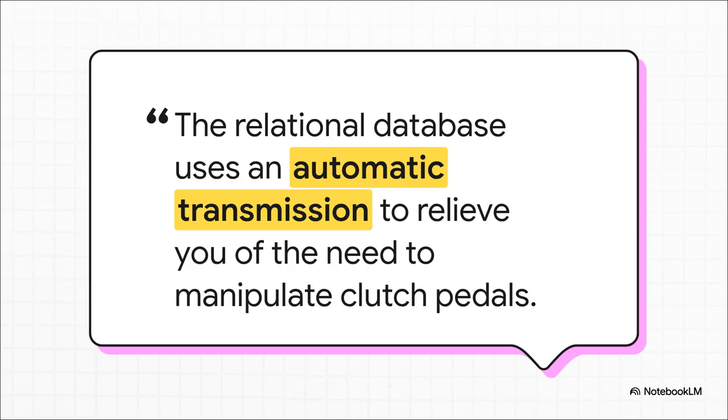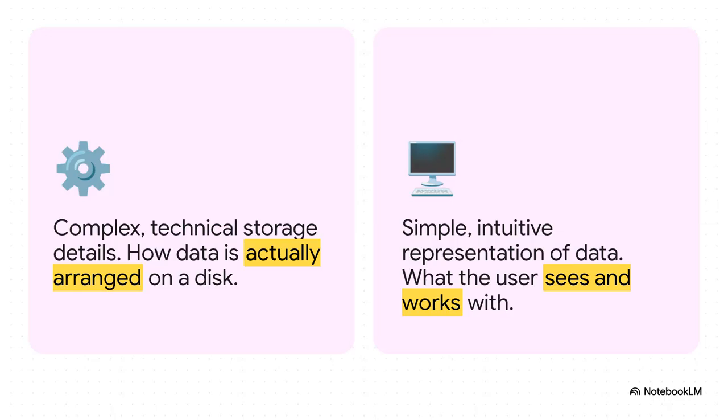E.F. Codd, the guy who invented this whole thing, came up with a perfect analogy. He said the old way was like driving a stick shift. You had to be an expert, constantly wrestling with the clutch and the gears just to get it to work. But the relational model? He said that's like driving an automatic. You just focus on where you want to go and it handles all the complicated stuff for you. And this right here shows you exactly what he meant.